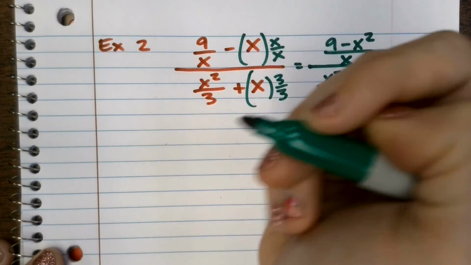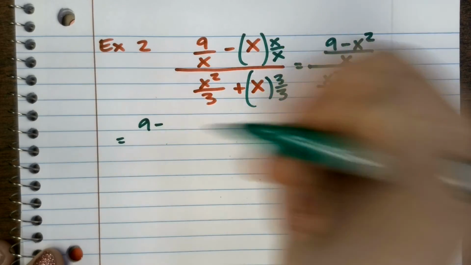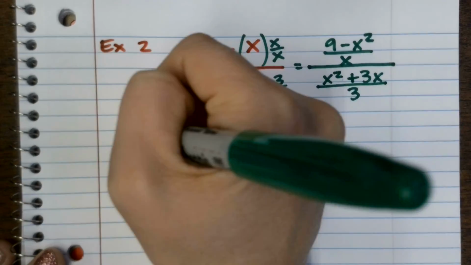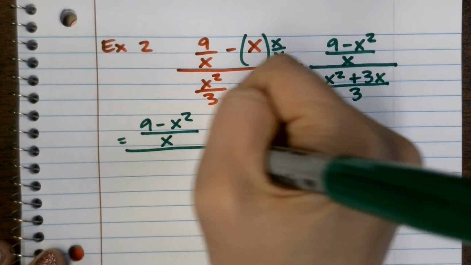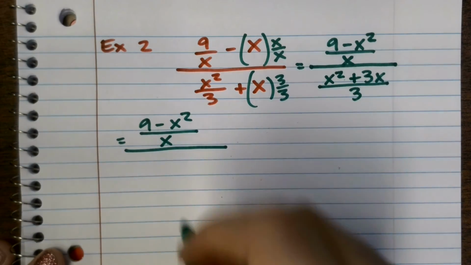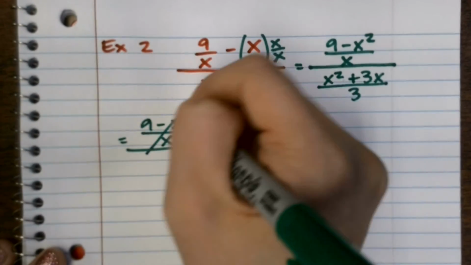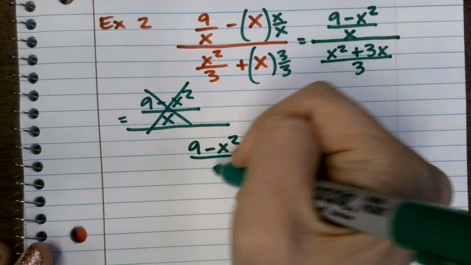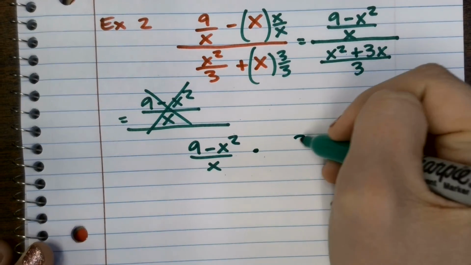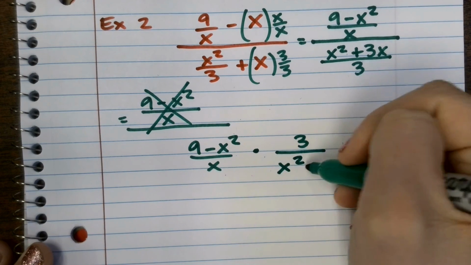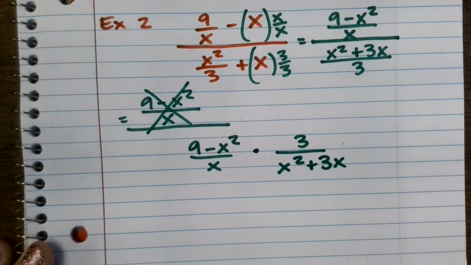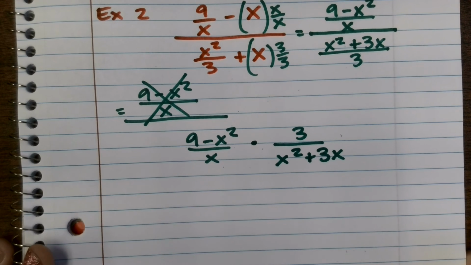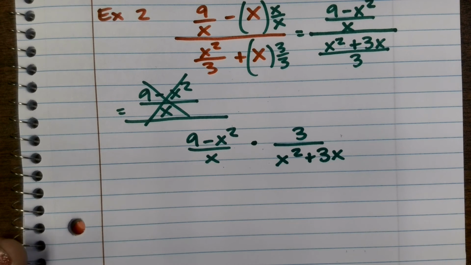Then I'm ready to multiply by the reciprocal. Oh, why did I write it as a mega fraction again? No! Just kidding. Our 9 minus x squared over x times 3 over x squared plus 3x. Yeah, helps me to say it out loud. If I have anything that I can cancel, I can from here.